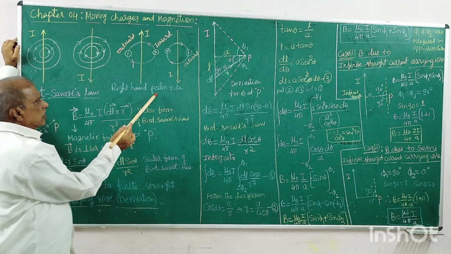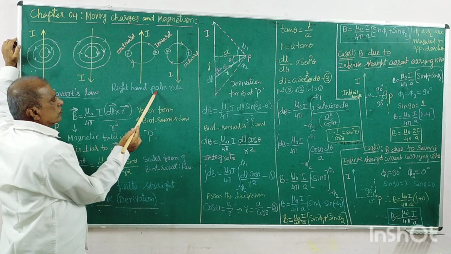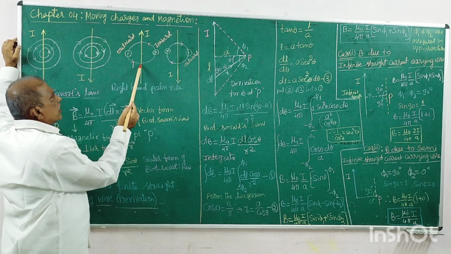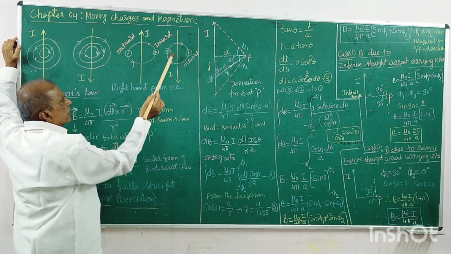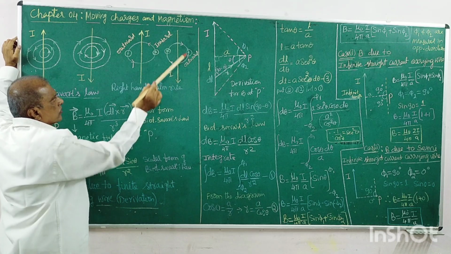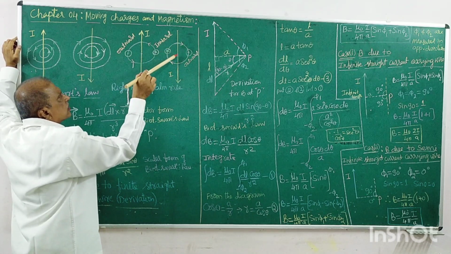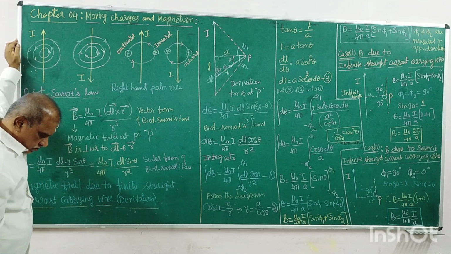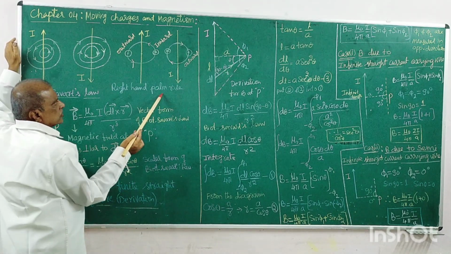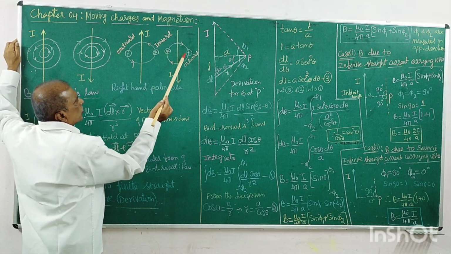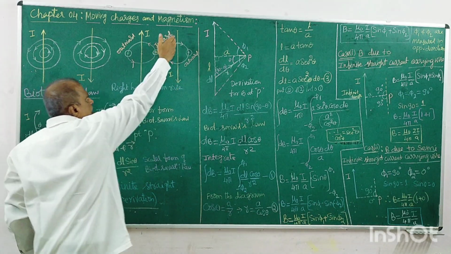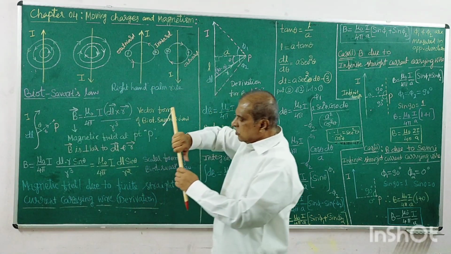That is the significance of this palm rule. If I take the direction of the current in the opposite direction, the direction of the magnetic lines also changes like this. Using this, we can understand whether the field is inward or outward. You have to hold your hand in this direction like this.